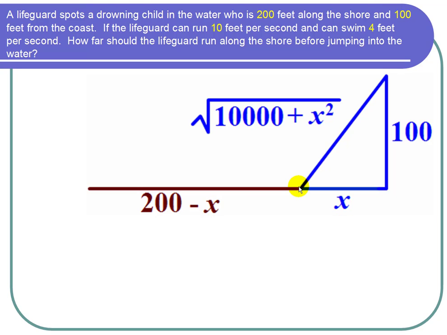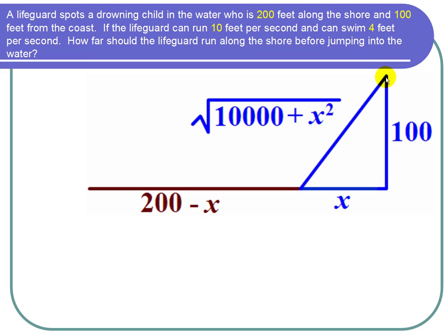So now let's find out the total amount of time it's going to take the lifeguard to run along this path and then start swimming to get to the child. And we're going to use the famous formula, distance equals rate times time, or time equals distance over rate. And we proceed as follows. We can say that the total time is the time on land plus the time in the water.